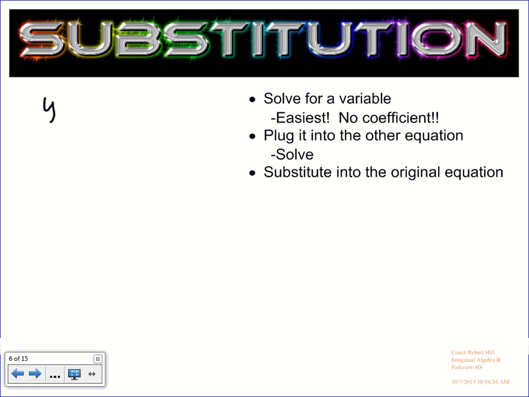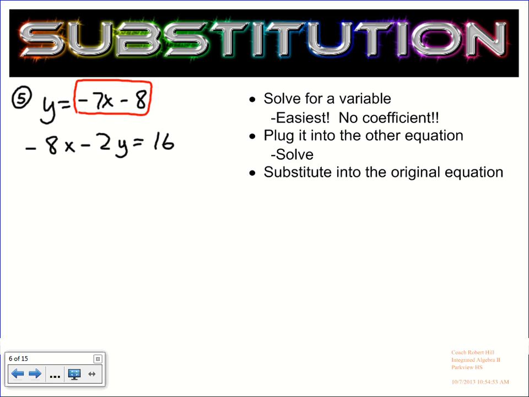The first one is y equals negative 7x minus 8, and the second equation is negative 8x minus 2y equals 16. Guys, I'm working number 5 on the worksheet. This particular problem is solved for us already. Does it have to be solved for y? No, it could have just as easily said x equals something. If it says x equals something, then I replace what's in this red box for x.